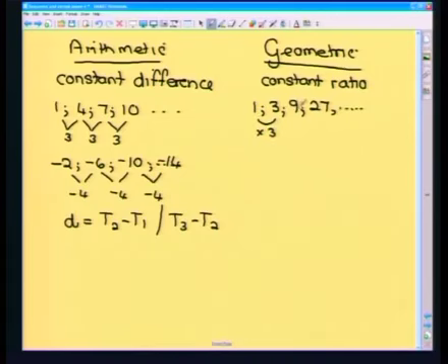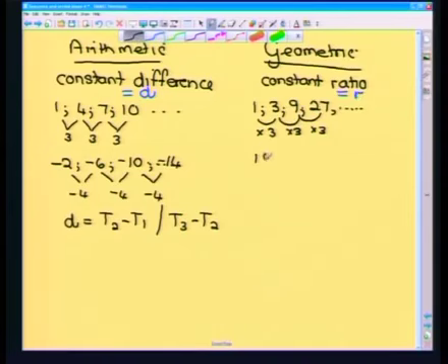When we multiply by 3, we get 3. 3 times 3 gives me 9. 3 times 9 gives me 27. So that is what we call a constant ratio. And by the way, just to help things along here a little bit, we assign the symbol D to this one, and we assign the symbol R to that one. Right, so what are we talking about?